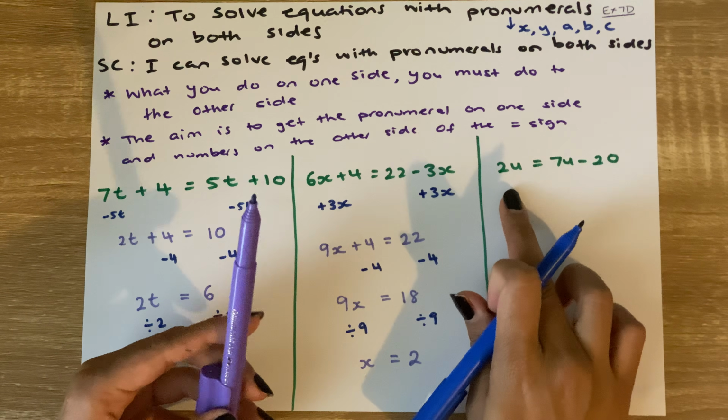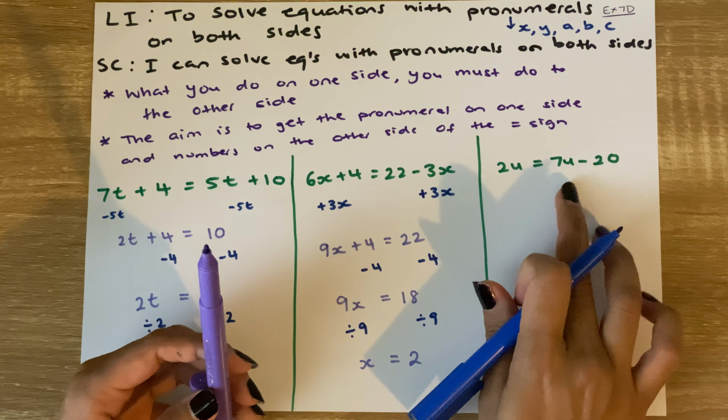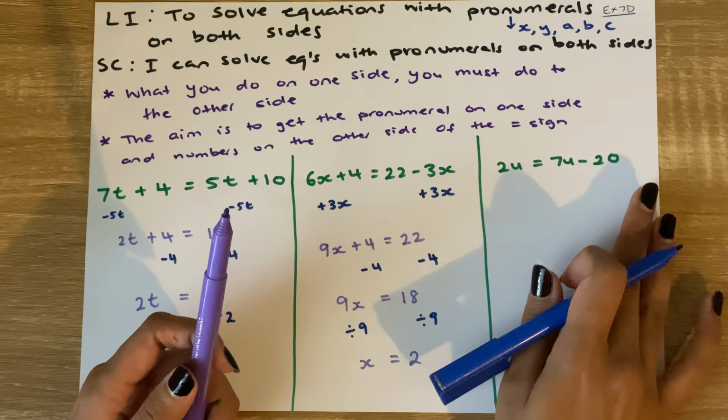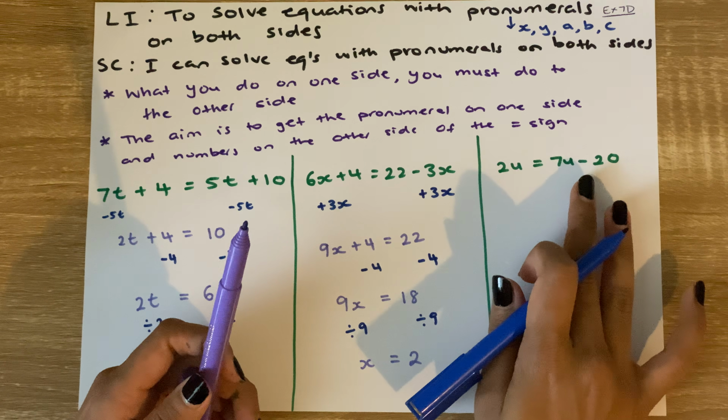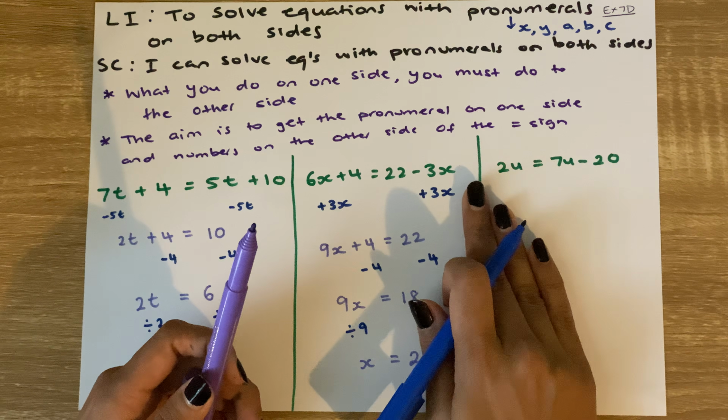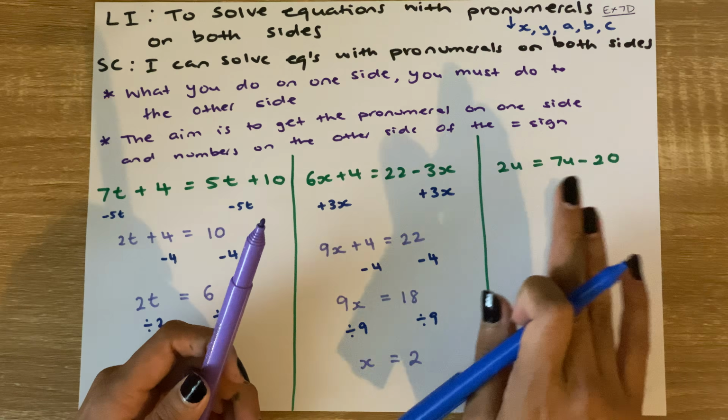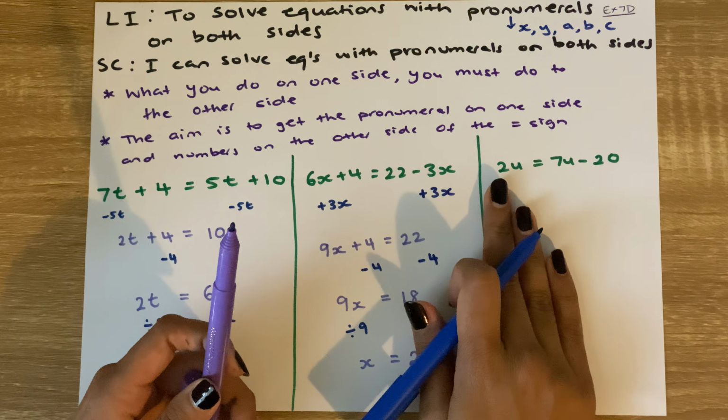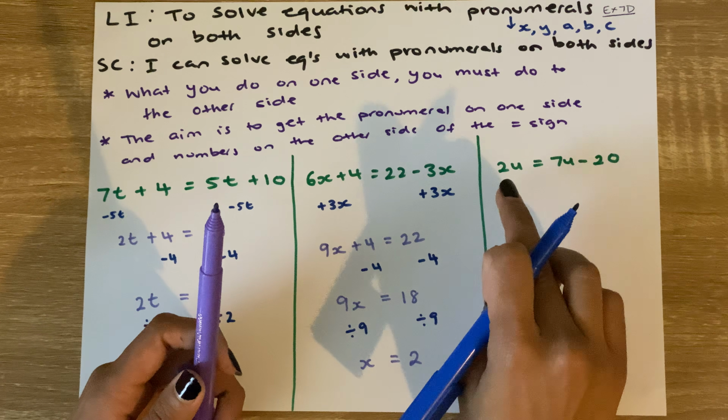I have got 2u equals 7u take away 20. So again, we're going to follow the same process. I'm going to try to get my letters on one side and my numbers on the other. Again, I like to put my letters on the left-hand side, so that's what we're going to do.